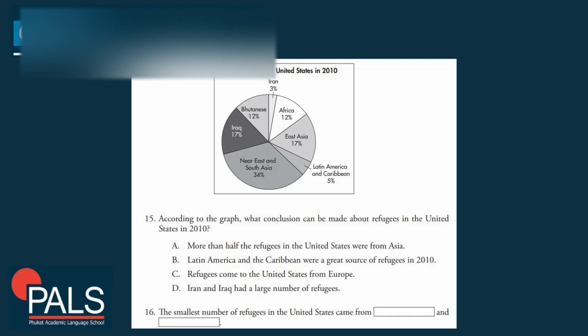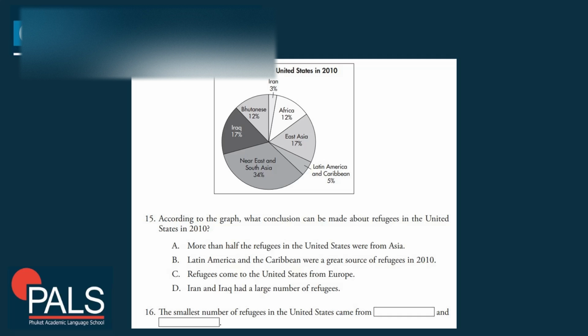Our answers are A, more than half the refugees in the United States were from Asia. B, Latin America and the Caribbean were a great source of refugees in 2010. C, refugees come to the United States from Europe. D, Iran and Iraq had a large number of refugees. Let's just start with D and work our way up and see if they're true or not. Iraq is not even 20%. Iran is 3%. Together they make up 20%. That is not a large amount, though I would say that large is a subjective term and not a very clear one for an answer on a test.